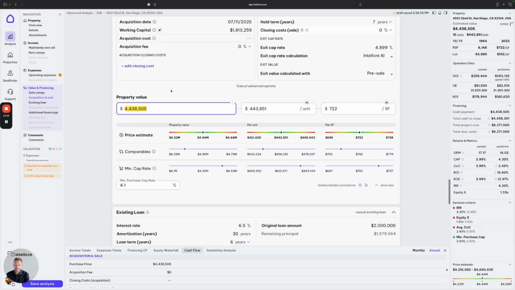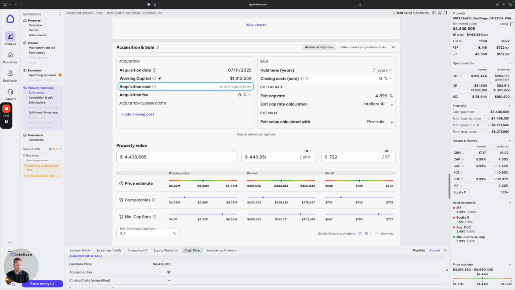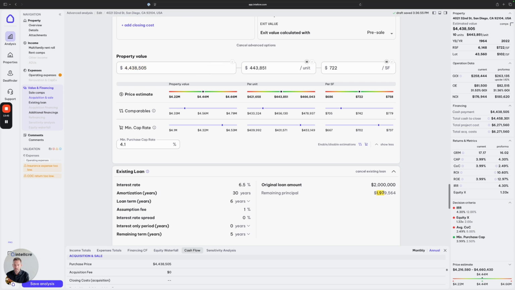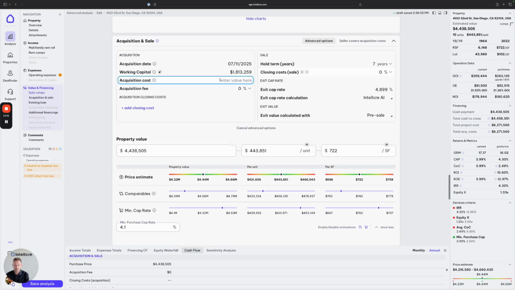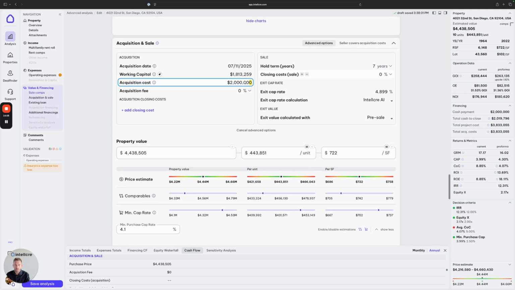So what we want to do in this case, when we're using an existing loan, is use the acquisition cost field. This is basically your acquisition equity, or equity required for the acquisition. And what we want to put in here is our property value minus the remaining principal. I'm just going to round the numbers up. So let's say this is 1.98. So acquisition cost is going to be 4.4 minus 1.98. So I'm going to put some number here as my equity that is needed in order to make this acquisition. And this is going to work out well for us, okay? So be careful about this point.